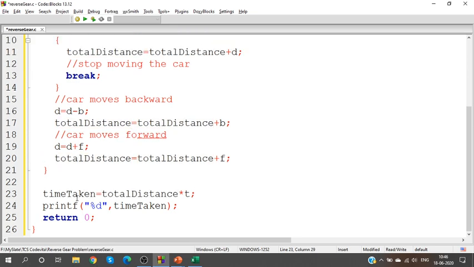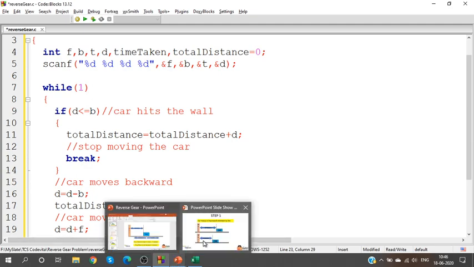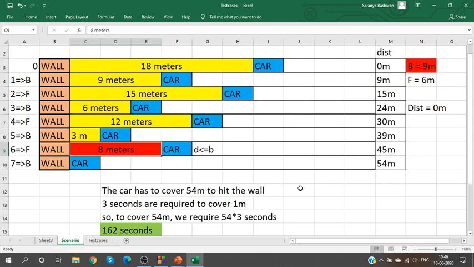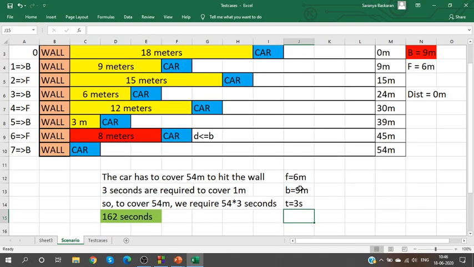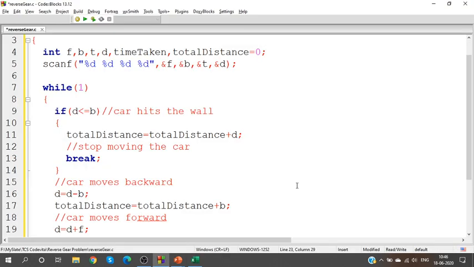Okay. So I'm going to work it for the test case which we have been dealing with. What is the test case? We have F equal to 6 meters, B equal to 9 meters, T equal to 3 seconds, and distance equal to 18 meters. Forward by 6 meters, backward by 9 meters, time taken is 3 seconds, and the initial distance is 18 meters. So we are going to work for this scenario.